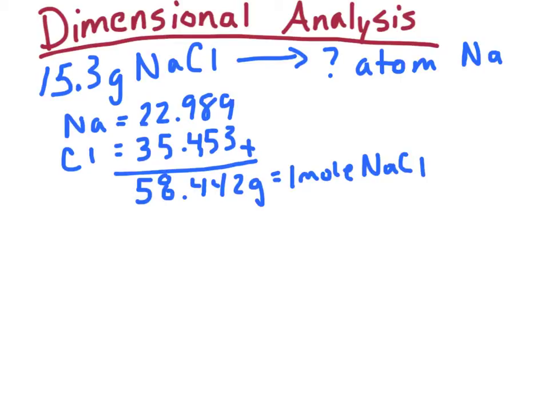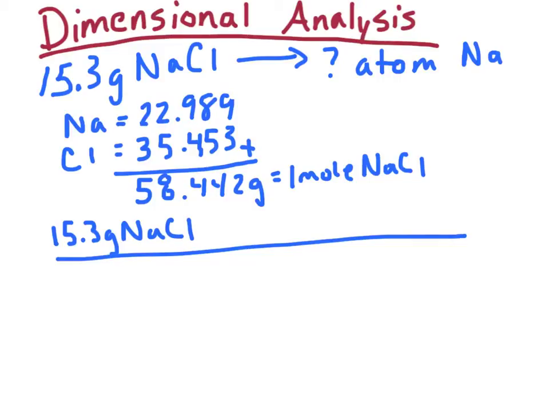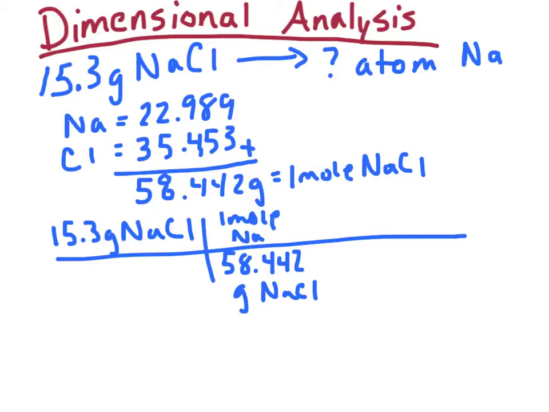Okay, so now I'm going to start with what I was given, which was the 15.3 grams of NaCl. I'm going to start a factor label so I can keep track of my units, and I'm going to get rid of the grams, so I'm going to want to put that on the bottom. So I put the 58.442 grams of NaCl on the bottom, and on the top I'm going to put 1 mole of NaCl. Now at this point I can cross out my grams of NaCl, and I can go to the next step.